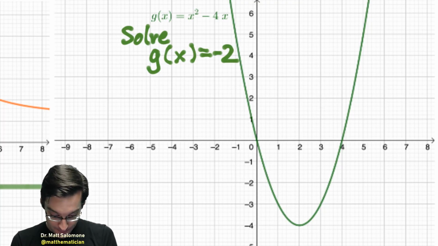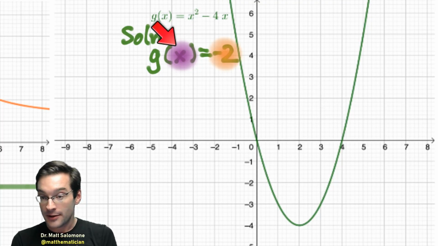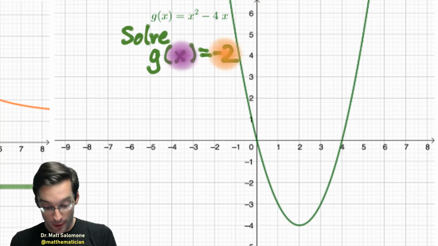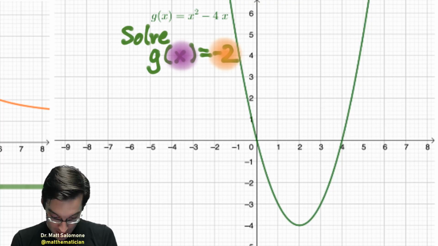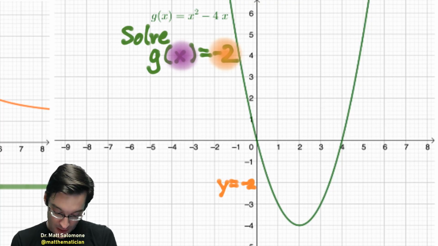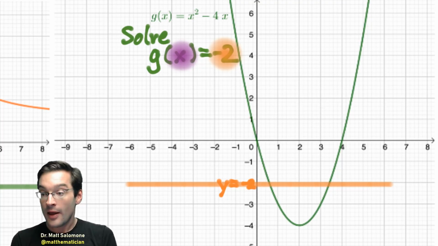Well, once again, we can think of this from a graphical perspective as a relationship between an x value that I don't know and a y value that I do know. The y value that I do know here is y equals -2. And so I'll come down to my graph, y equals -2. I'll sketch a horizontal line right here, and I'll ask what point on the graph intersects with that horizontal line.